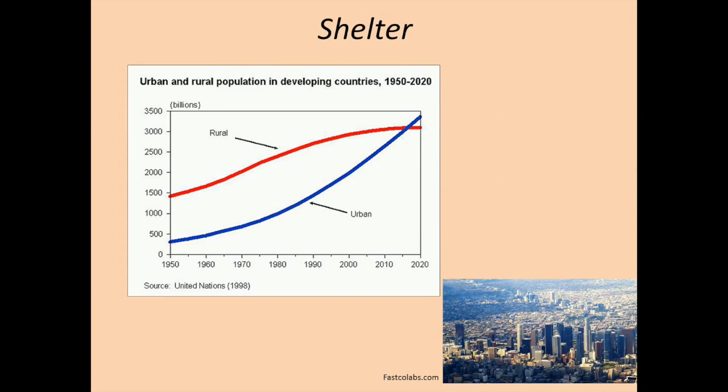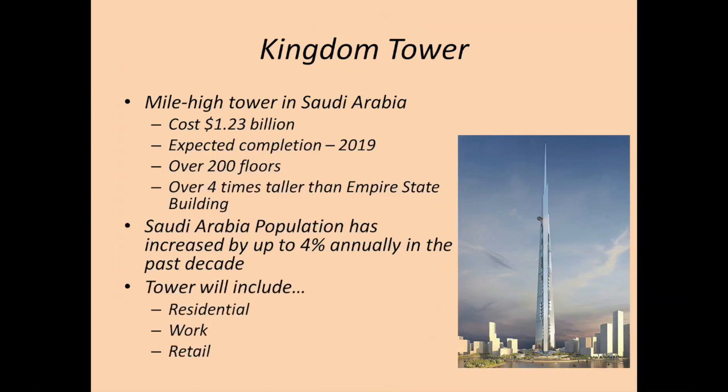While we're on the topic of shelter, we saw in the video that for the first time in human history, more humans are living in urban areas versus rural areas. In short, we're running out of space. One solution to this is structures like the Kingdom Tower being built in Saudi Arabia. It has a cost expected to be $1.23 billion and is supposed to be finished by 2019.